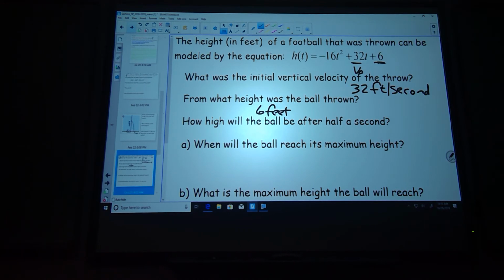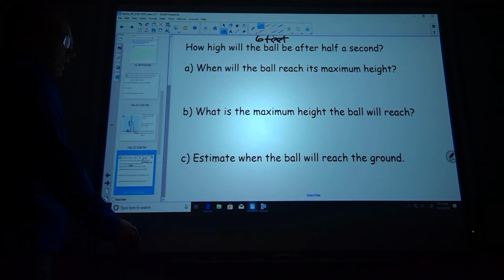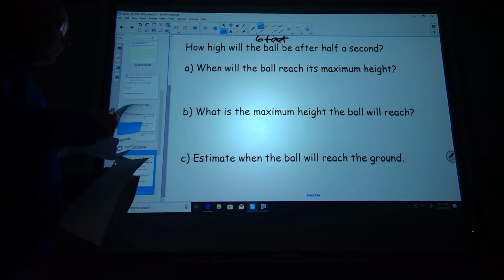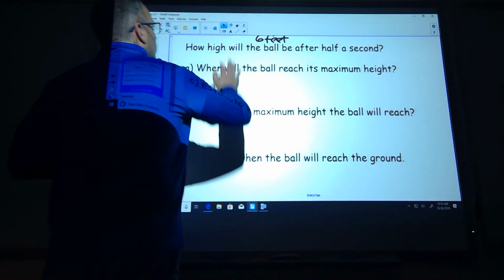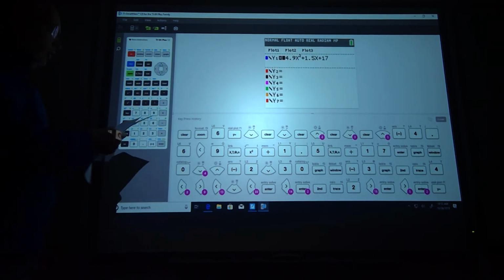How high will the ball be after half a second? Oh, we'll find that out. When will the ball reach its maximum height? Well, we'll find that out. And what is the maximum height the ball will reach? Estimate when the ball will reach the ground. Well, I'll tell you exactly when it's going to reach the ground. Ready for the calculator? Here we go. Click here. Y equals. Still with me?